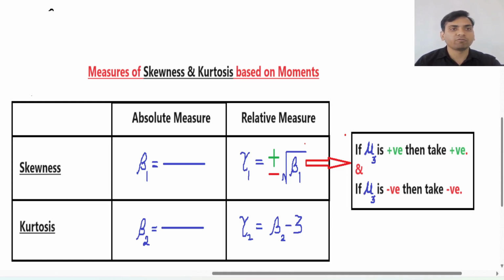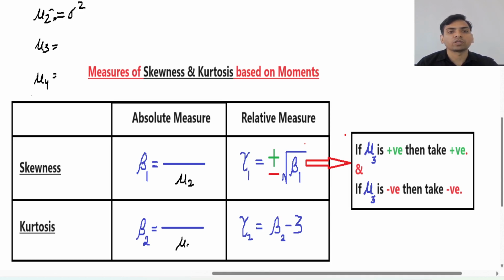So we have 4 moments: mu1, mu2, mu3, and mu4. Mu1 equals 0, so it is not required. First you need mu2, the second moment, which is equivalent to variance. We will put mu2 in the denominator of both formulae. So the task of mu2 is over, and then mu3 and mu4. We will use mu3 for beta 1 and mu4 for beta 2.